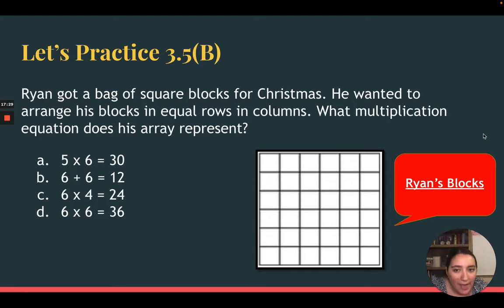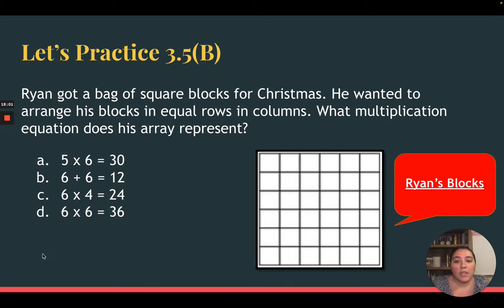So, Ryan got a bag of square blocks for Christmas. He wanted to arrange his blocks in equal rows and columns. What multiplication equation does his array represent? So, you're going to go ahead and do the second and third read. Do not forget our step at the end to check your work, because when you start looking at the answer choices, you're going to see very similar answers. So do not forget to check your work. Go ahead and pause this video, and I want you to do your second read, third read, and solve. Go ahead and pause the video.